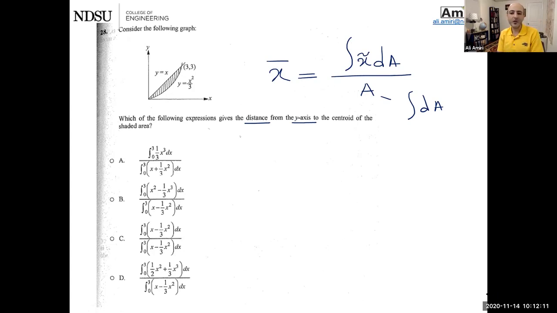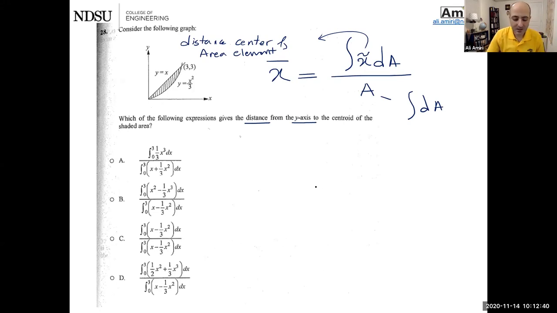Okay, so let's look at it. This is what we're looking for. Some people might ask, what is that x tilde? X tilde is the distance of the center of an elemental area element. Okay, dA and A.